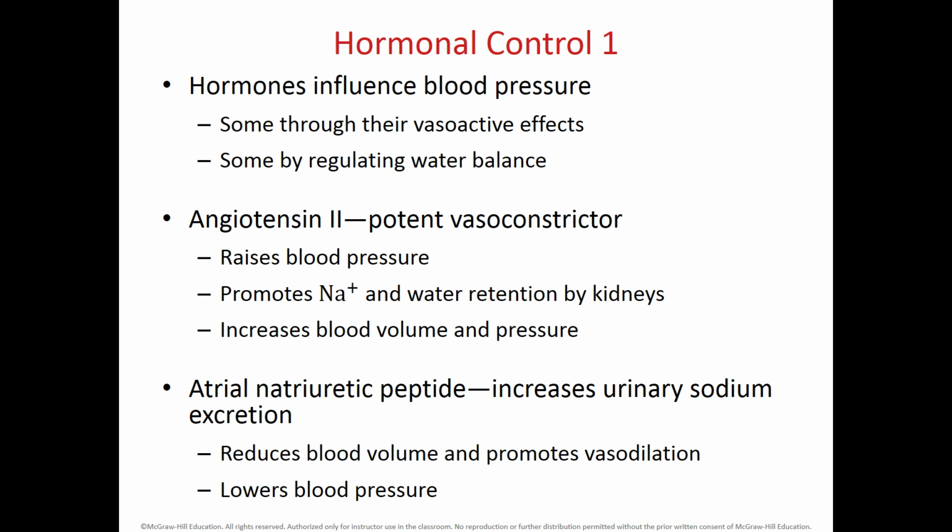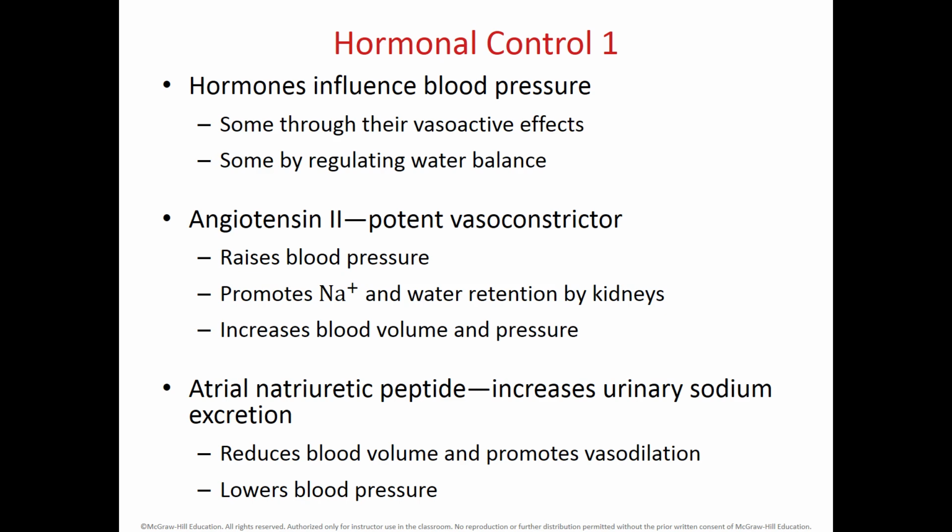The other mechanism for blood flow control is the hormonal control. So hormones influence blood pressure because they can be vasoactive, or they can control the amount of water within the blood. So hormones like angiotensin II can influence blood pressure. For instance, angiotensin II can increase blood pressure because it's a vasoconstrictor. Angiotensin II can also increase the absorption of sodium and water by the kidneys, so it will increase blood pressure and blood volume.